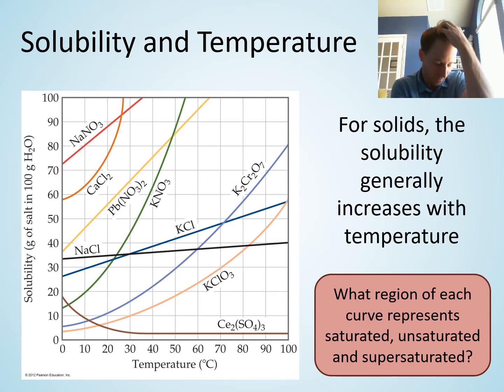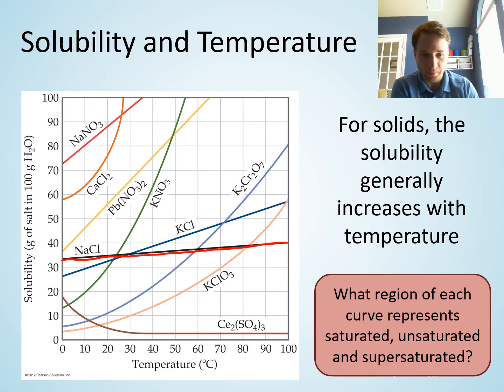On this chart we can also look at these plots of solubilities and discuss the regions where we have saturated, unsaturated and supersaturated solutions. If we focus on something like sodium chloride, this line here represents a saturated solution. The solubility of a salt is its saturation limit: how much salt can I dissolve in a solution and have it fully dissolved?